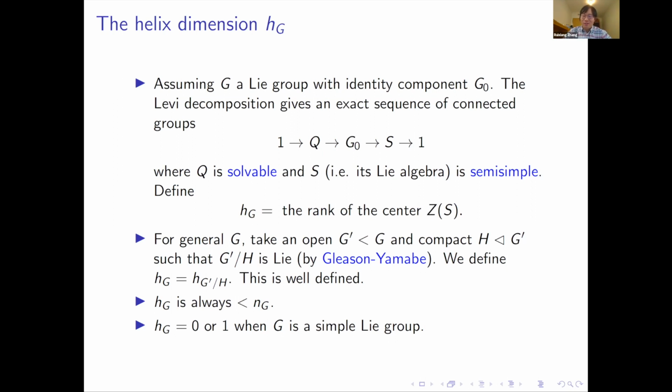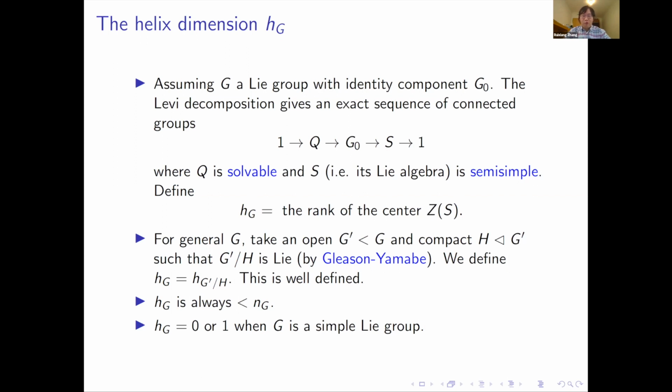What's H in that case? H is 1. So we are still able to prove the exponent 1/2, but not able to prove 1/3. The second comment I wrote here is just telling you how to define the helix dimension in general.